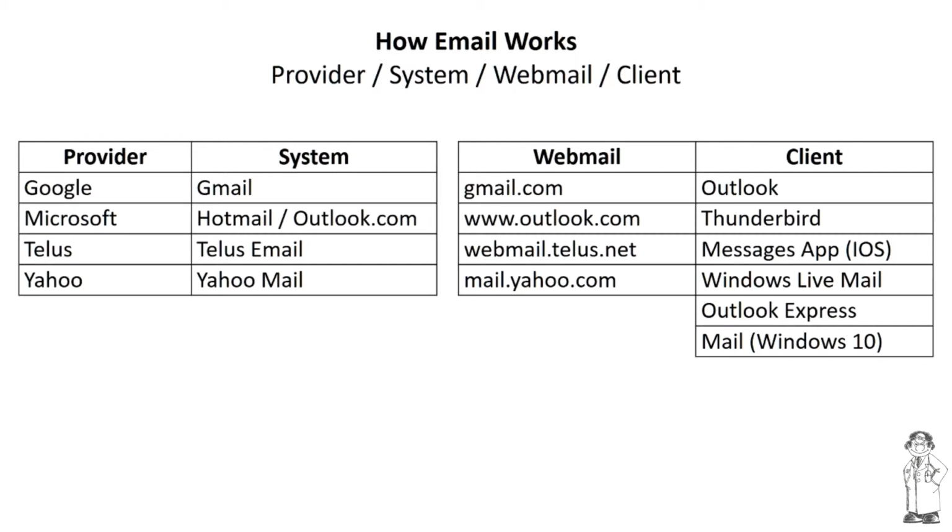Some examples of well-known clients are Outlook, not to be confused with Outlook.com. Outlook and Outlook.com are two separate things. Outlook.com is a system, and Outlook is a client. There's also Thunderbird, the Messages app on your iPhone or iPad. That's also a client. Windows Live Mail. Outlook Express is an older one that isn't really around anymore. And also the program known as just Mail on Windows 10 is an example of an email client.